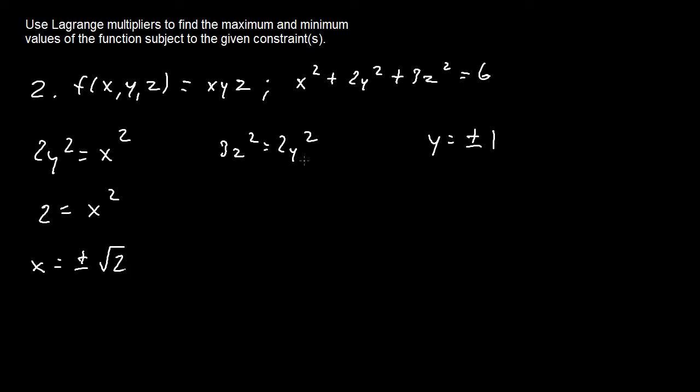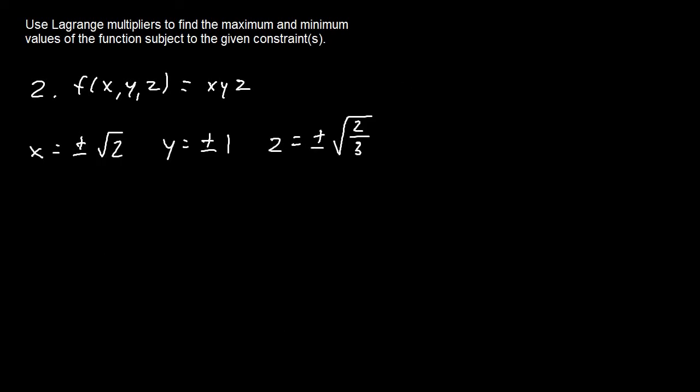So now let's go ahead and plug in y into this equation. So then 2y squared, once again, 2 times plus or minus 1 squared is 2 times 1, which is 2, equals 3z squared. Z squared was going to equal 2/3. So then z will equal plus or minus the square root of 2/3. So the last thing we need to do is plug in all these values into the original function and try to find the maximum and minimum values.